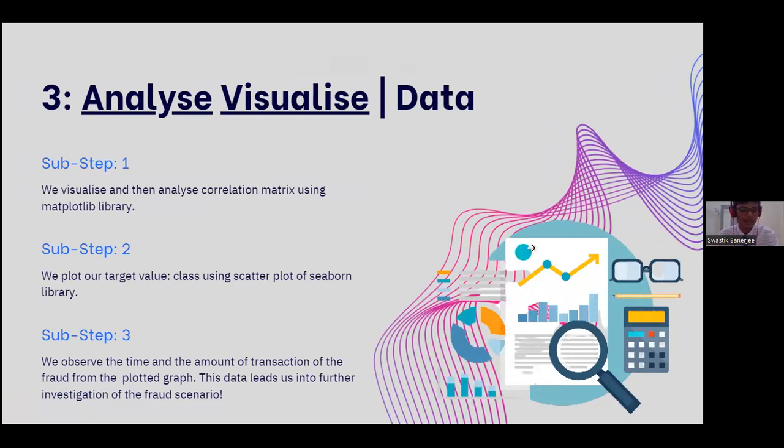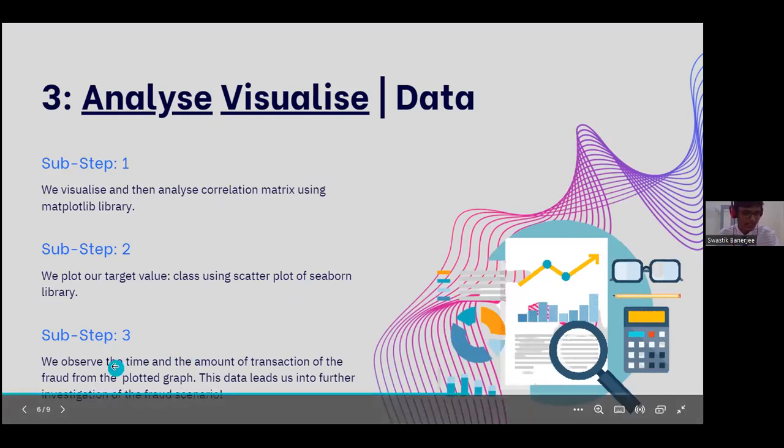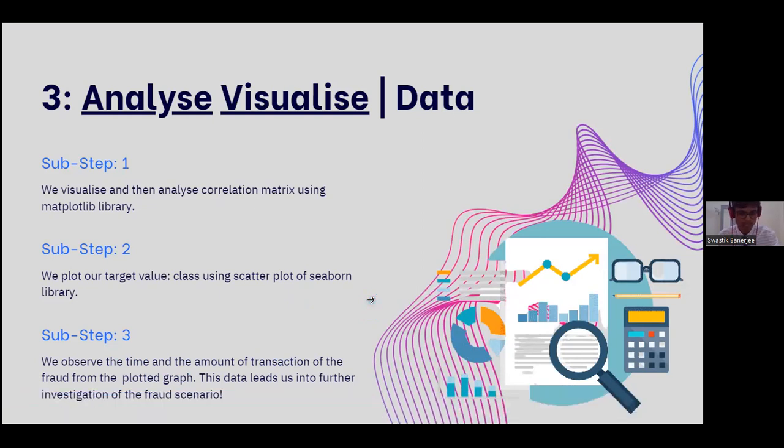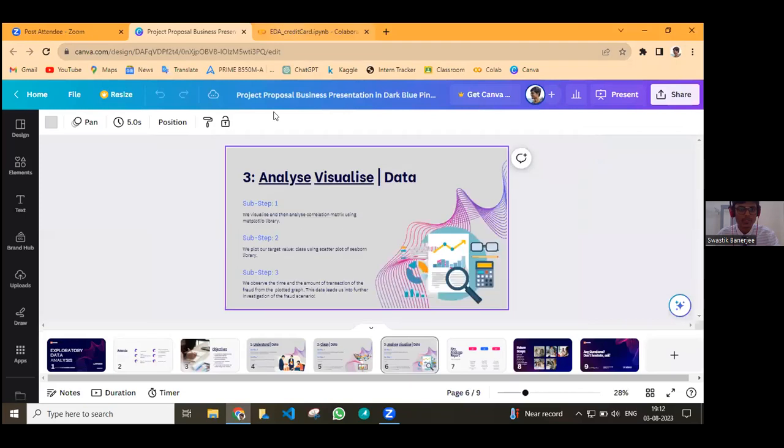Then we plot the target value. Our target value is class. Using a scatter plot of the Seaborn library, we'll see in what scenario the fraud is happening. And last thing, we'll observe the time and amount: when the fraud happened and the amount of the transaction that happened with the fraud. We'll see that in the plotted graph. So this data leads us to further investigation of the fraud scenario. We'll do this in the last step.